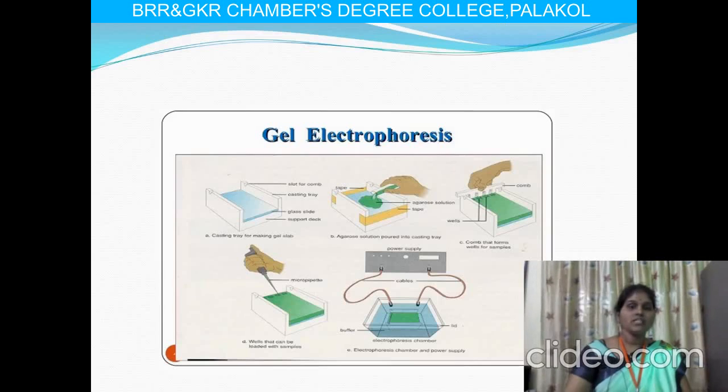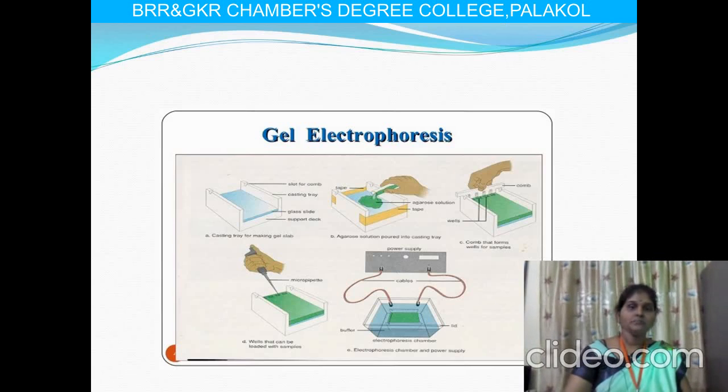So for gel electrophoresis, first we have to prepare the gel. How do we prepare it? Here we will use different types of gels like agarose. If we use agarose as the gel, we call it agarose gel electrophoresis. If we use starch as the gel, we call it starch gel electrophoresis. If we use polyacrylamide as the gel, we call it polyacrylamide gel electrophoresis.